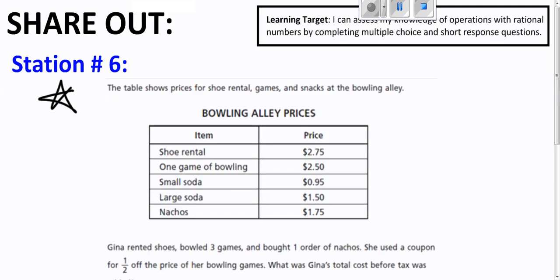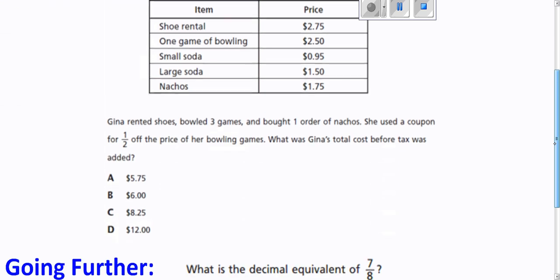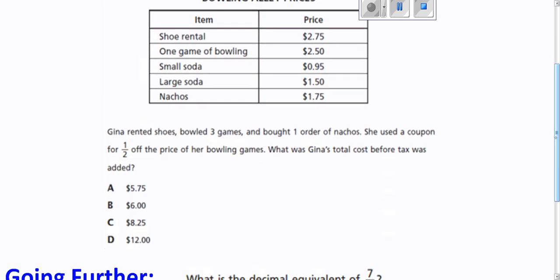Station 6, this one is definitely important. Few mistakes people were making. They weren't doing half price off the bowling games, or they were doing half price off everything. It's just off the bowling games. Gina rented shoes, so shoes are $2.75. She bowled 3 games, and 1 order of nachos. I'm making notes as I read, so I circled the 1 shoe rental and the 1 nachos, and I put an arrow towards how much a bowling game is, and I wrote 3 games. What was her total cost?